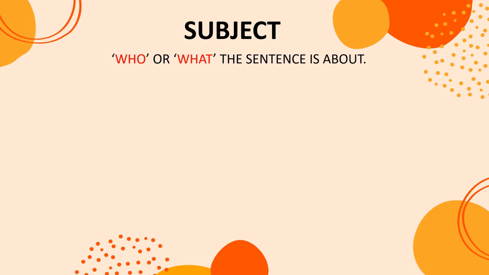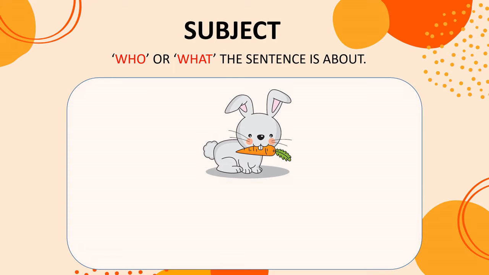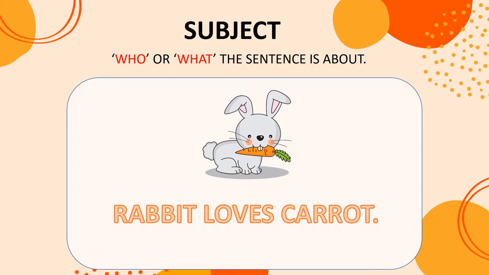Now let's understand what is a subject in a sentence. A subject tells us who or what the sentence is about. For example, here the picture says rabbit loves carrot. Here the sentence is about a rabbit. So rabbit here is the subject.